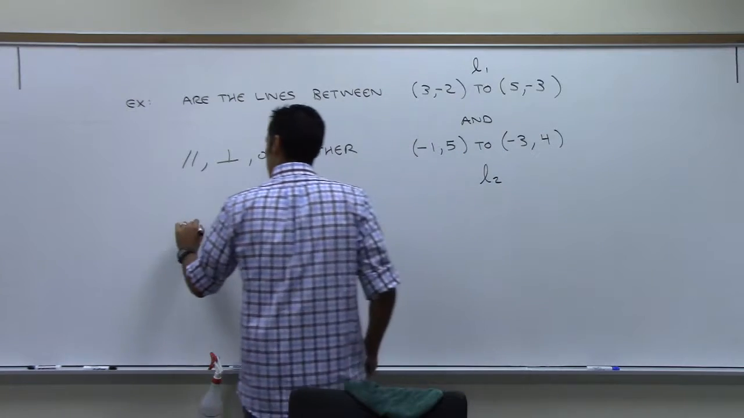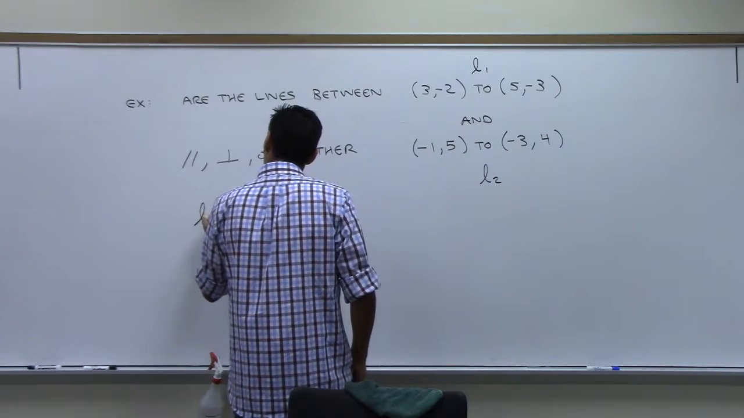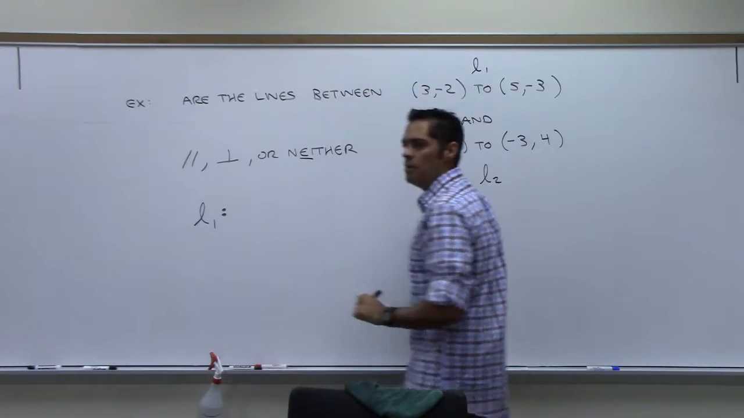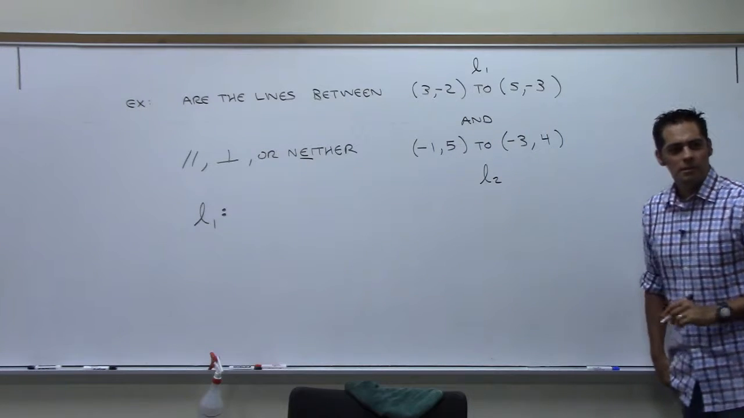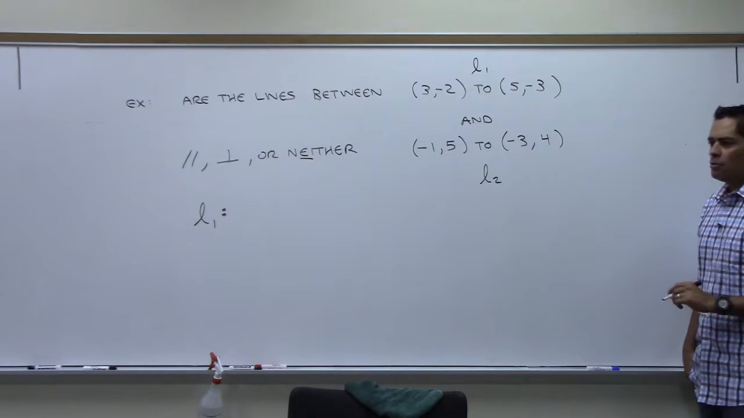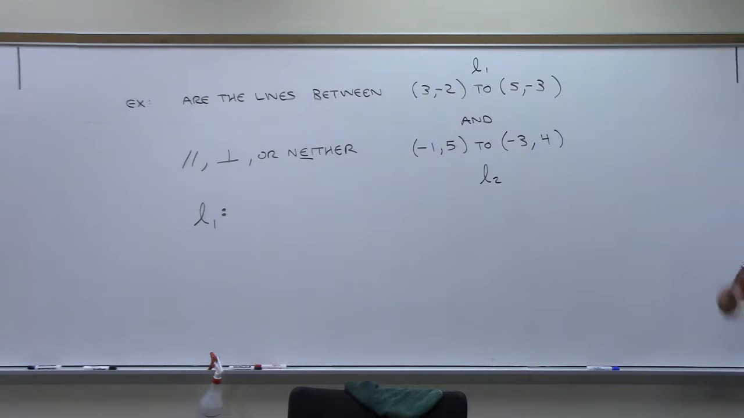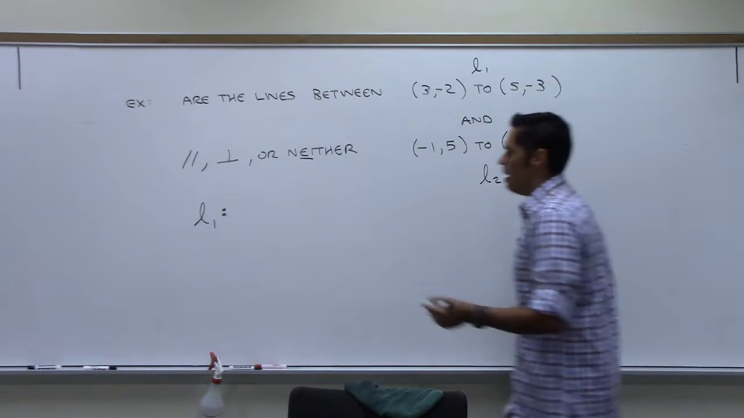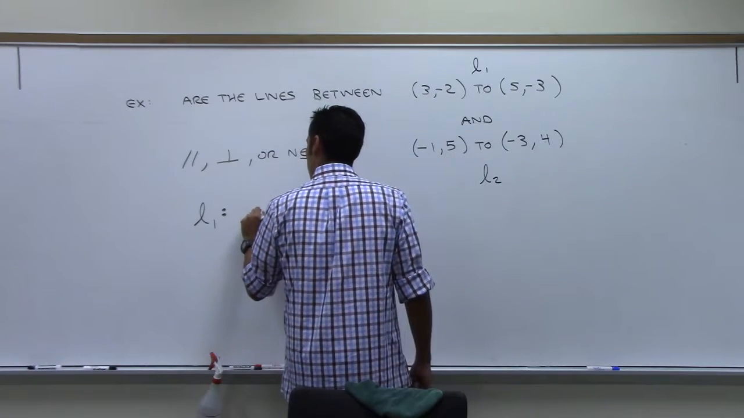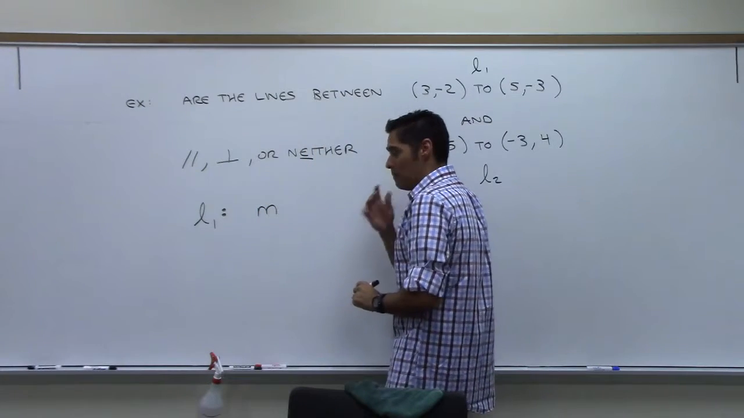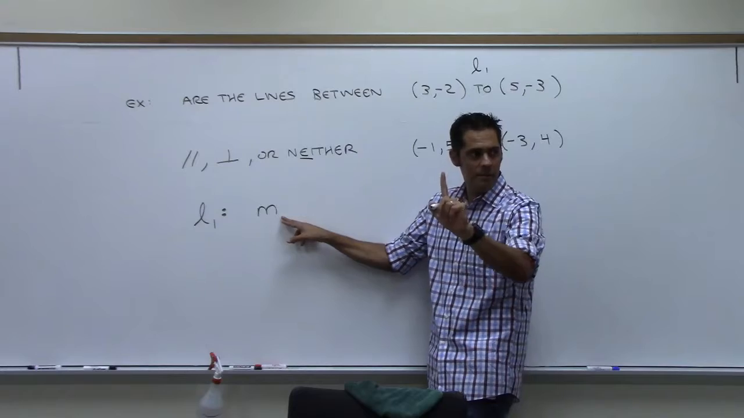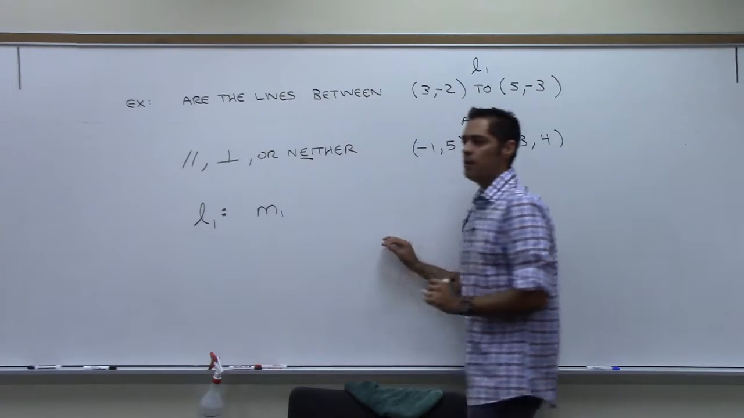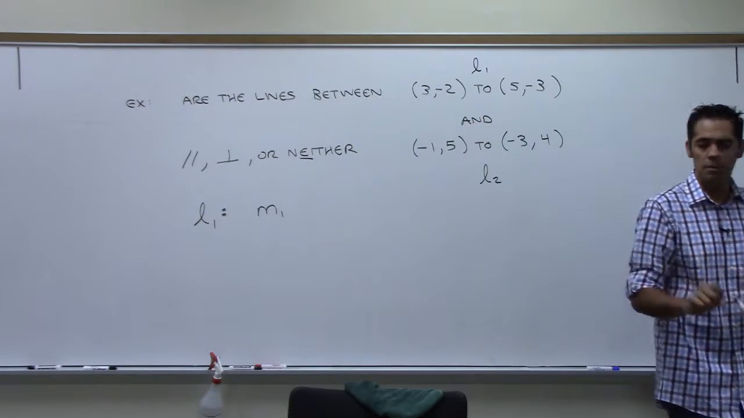So for L1, how do we find its slope? How do you find the slope of a line through 2 points? We did this, right? y2 minus y1 over x2 minus x1. Remember that formula? So I'm going to call this the slope. We used the letter m for it, right? But this is the slope of the first line. So I'm going to subscript this with a 1 just so we understand this is the slope of line 1.